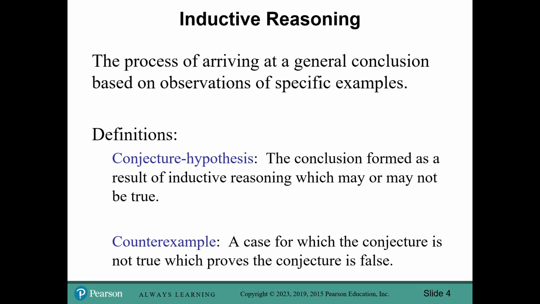Inductive reasoning is the process of arriving at a general conclusion based on observations of specific examples. Definitions. A conjecture, or hypothesis, is the conclusion formed as a result of inductive reasoning, which may or may not be true. A counterexample is a case for which the conjecture is not true, which proves the conjecture false.